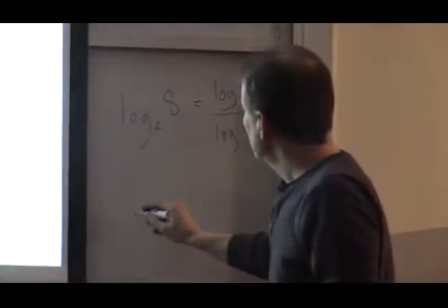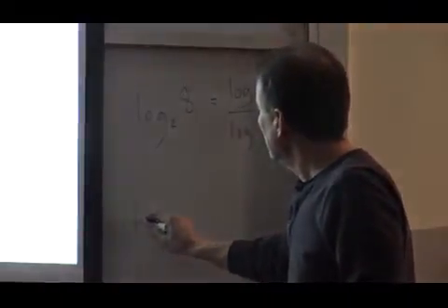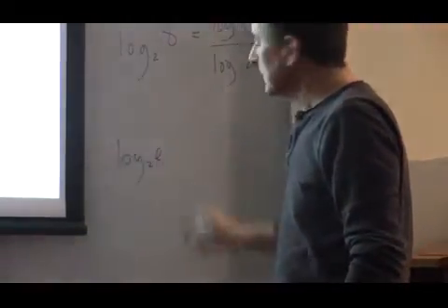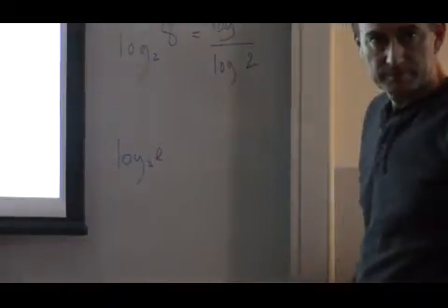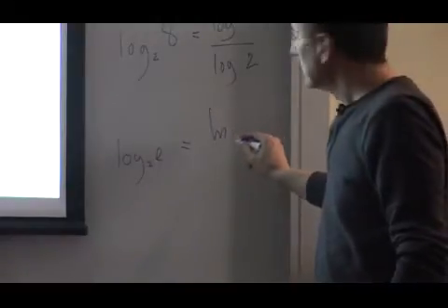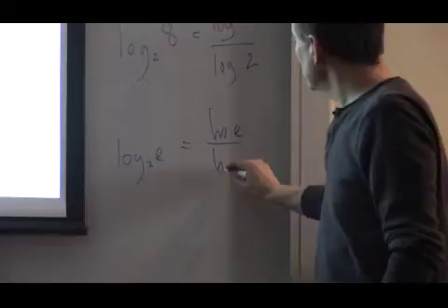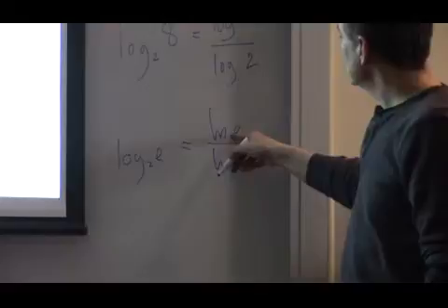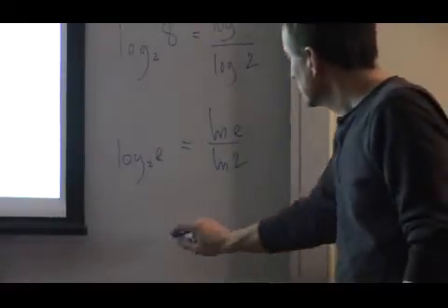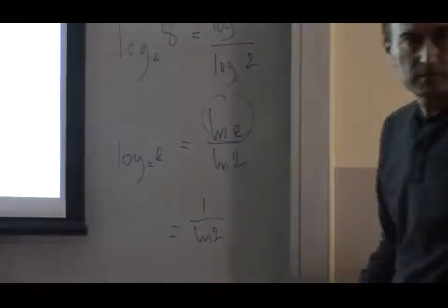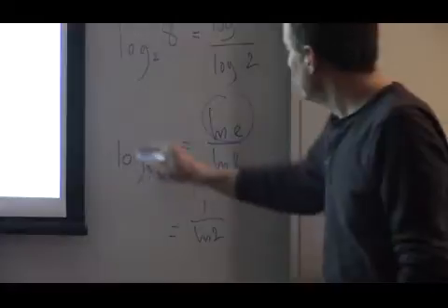I'll do another one. If we have log base 2 of e, that's going to equal the natural log of e over the natural log of 2. Change base. So what's the natural log of e? This is equal to 1, so this is going to be 1 over the natural log of 2. So a log of one base can be translated to a log of another base.